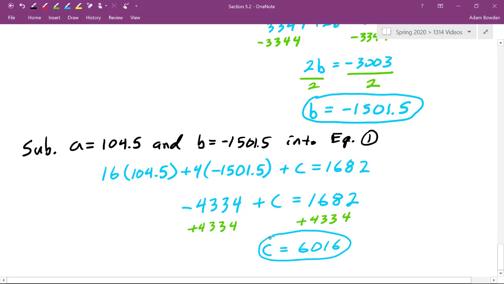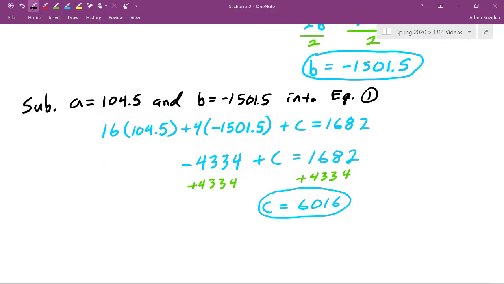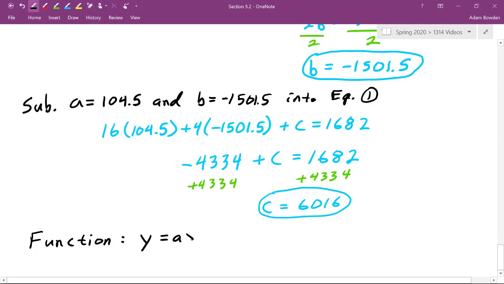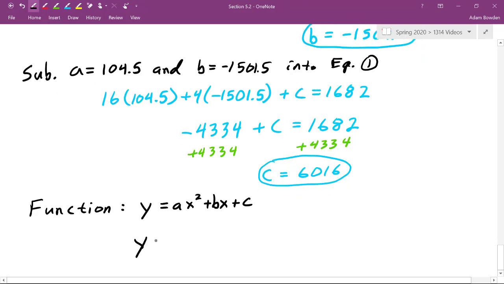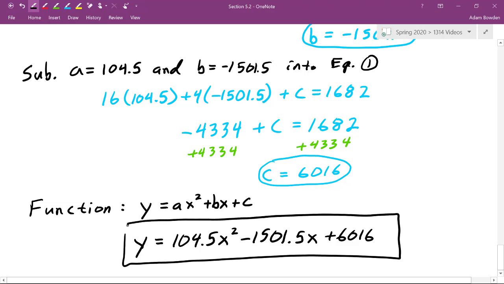Okay, so we've solved for a, we solved for b, we solved for c. Now we know what our quadratic function will look like. Remember, it has to be ax squared plus bx plus c. So in that case, we'd have y is equal to 104.5x squared minus 1,501.5x plus 6,016. And so this function will match up with the data that we have in our table.